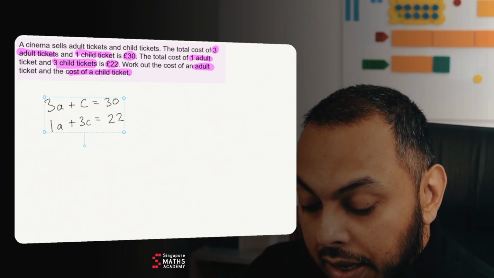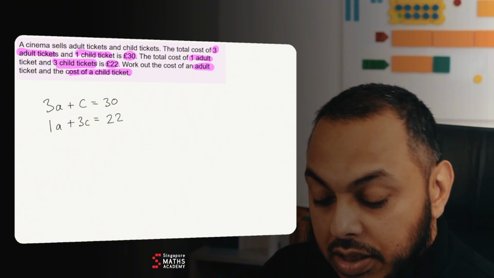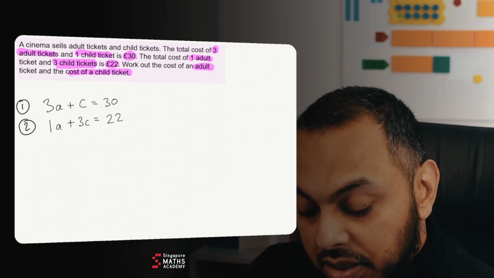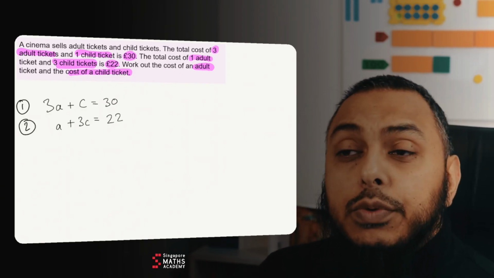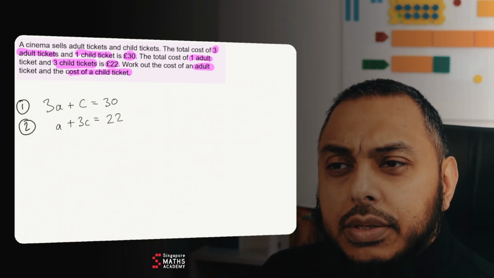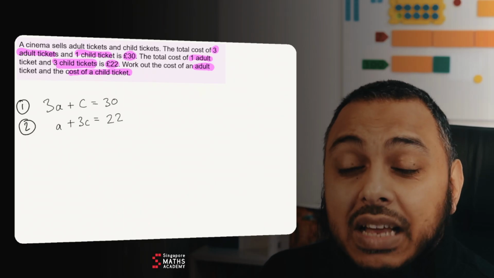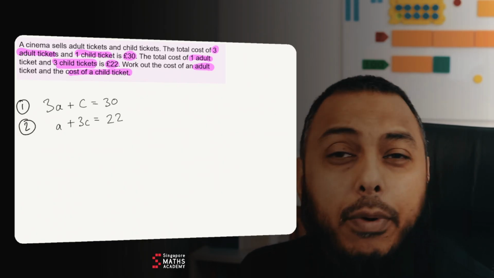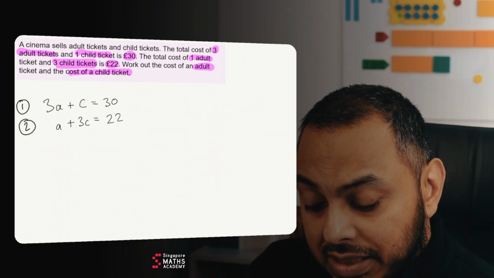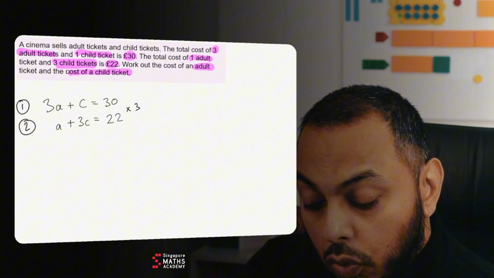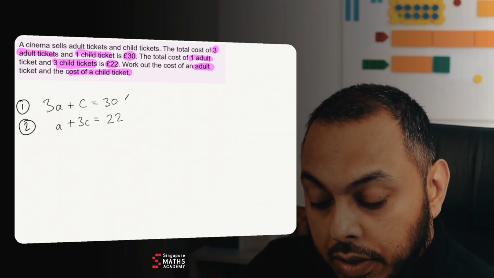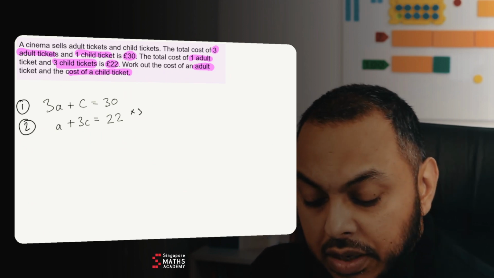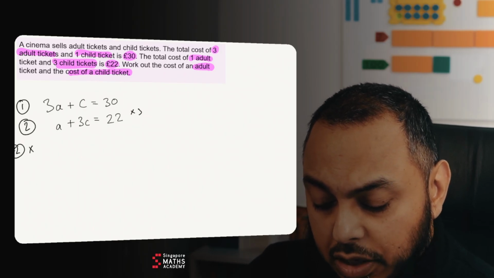So here they are. 3A plus C equals 30, which is equation 1, and equation 2 is 1A, or just A, plus 3C is equal to 22. How am I going to do this? Well, the first key step here is we want to make them have the same coefficient. Do I have to multiply both of these? No, because I can multiply the second one by 3, or I can multiply the first one by 3. Because then I'll have 3C. If I multiply the second one by 3, I'll have 3A. So for this one, I'm going to multiply the second equation by 3.